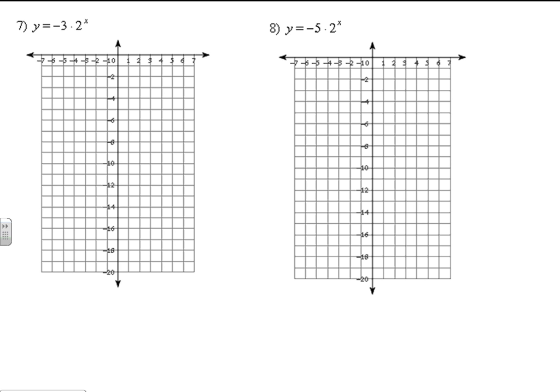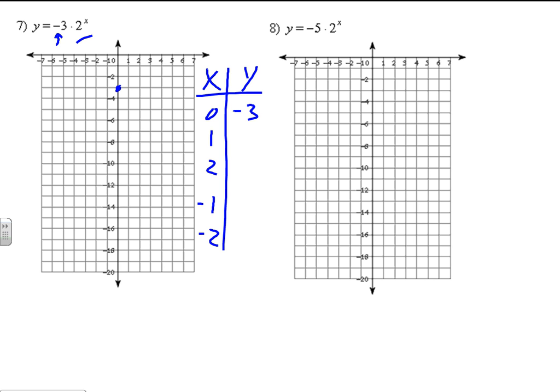Okay, and then you see we got something different. The graphs are set up for this, which might have something to do with this negative. Let's give these a shot. X, Y, 0, 1, 2, -1, -2. They all start out that way. I may add a point. When I put in 0 for x, I get 2 to the 0th, 1. 1 times -3. 0, -3. Oh, no wonder they set the graph upside down.